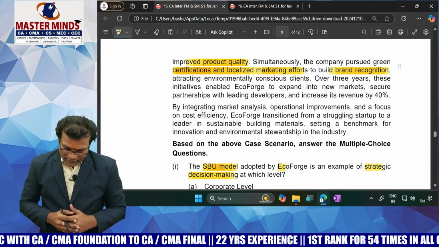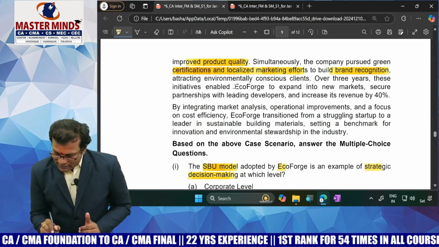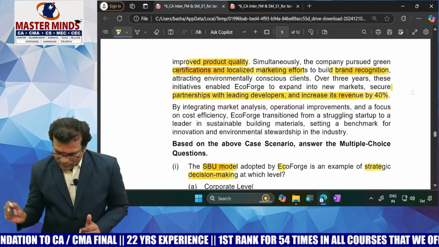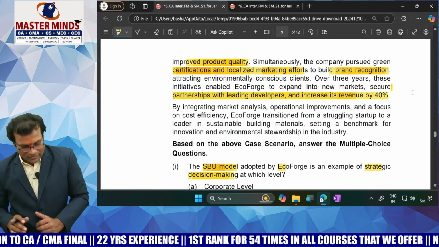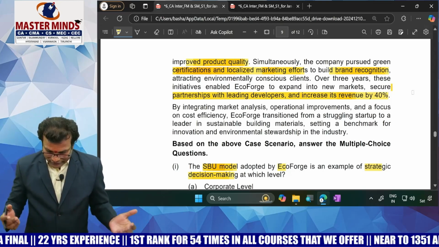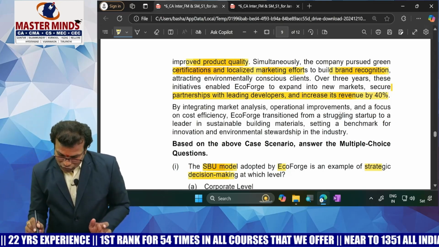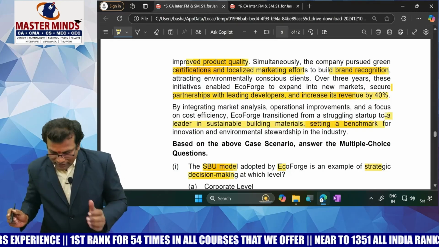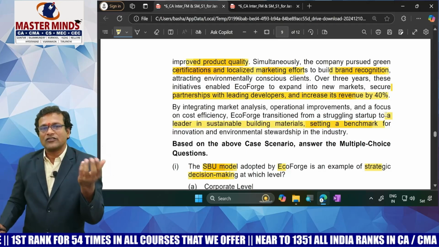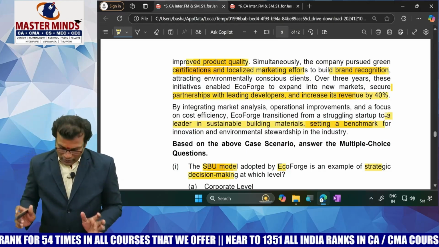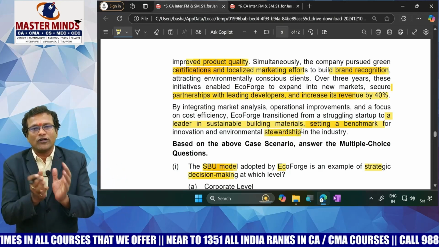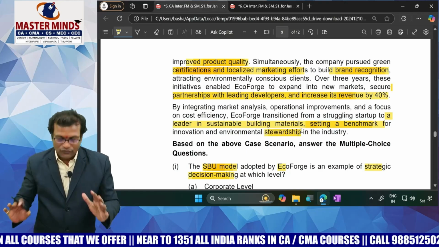Over 3 years, these initiatives by this company to expand into new markets finally increased revenue by 40%. This is the entire summary of this big case study, right? By integrating market analysis, etc., they are trying to set a benchmark for innovation. They are trying to become a role model for other organizations operating in the same industry, right? He's used an extra phrase called environmental stewardship, which means they are doing some good for the environment. This is the essence of this paragraph.